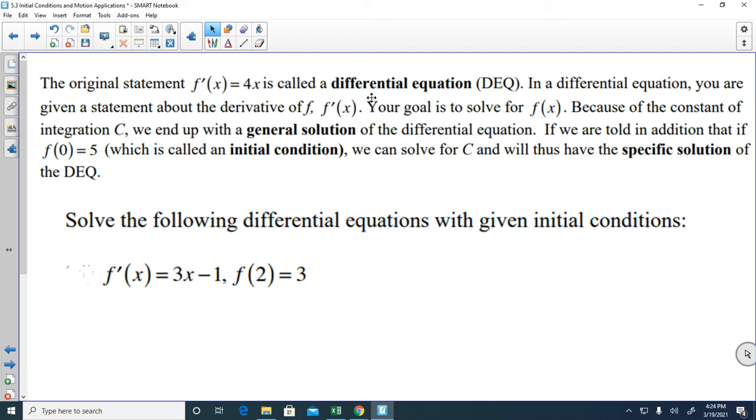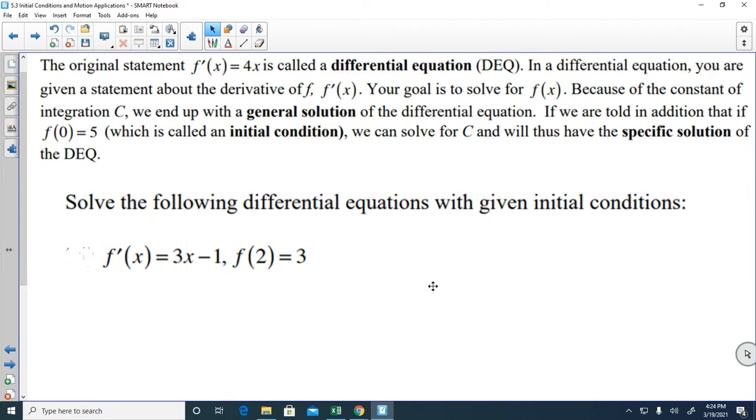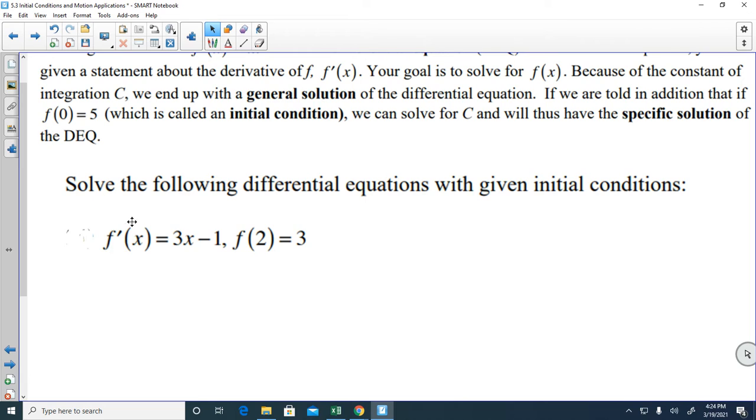But if I'm given an initial condition, like f of 0 equals 5, where x would be 0, the whole thing would be set equal to 5. That's going to allow me to solve for that plus c, so I can have a specific solution to the differential equation. So here is what I'm going to have. I have this information right here: f prime of x equals 3x minus 1. And here, f of 2 equals 3. This is the initial condition.